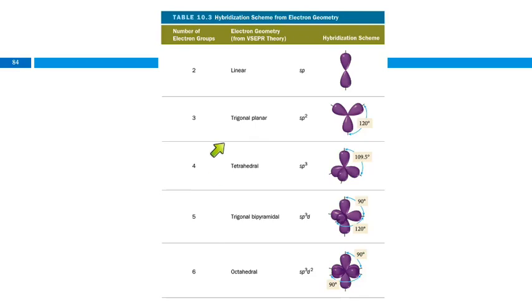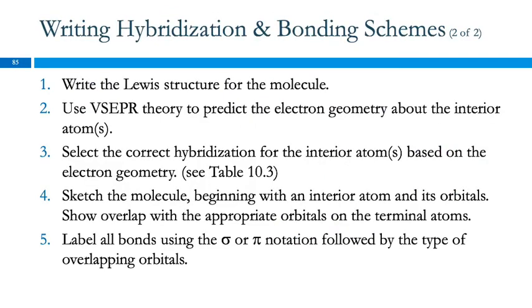These shapes are exactly the same shapes that we talked about in VSEPR theory. Right? So there's not really anything new here. This is the same number of electron groups.